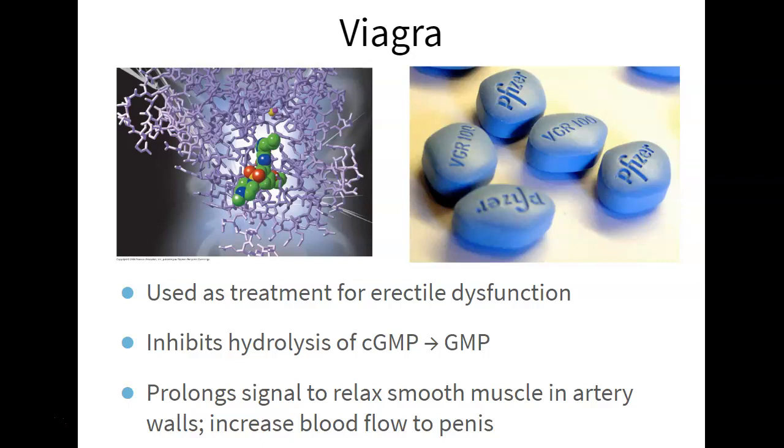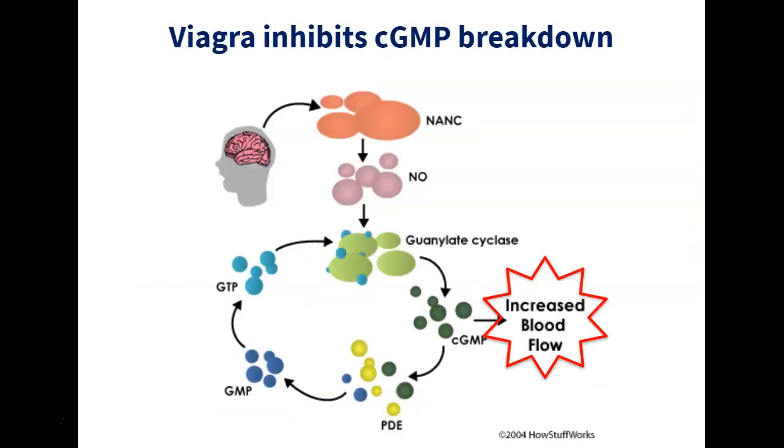And what does this do? It prolongs the signal to relax smooth muscle in the artery walls. Overall, it's increasing blood flow to the penis, therefore treating erectile dysfunction. It's kind of acting as an inhibitory ligand molecule to have this end result. But you can also see why it was originally proposed as a blood pressure medication, because it increases blood flow.